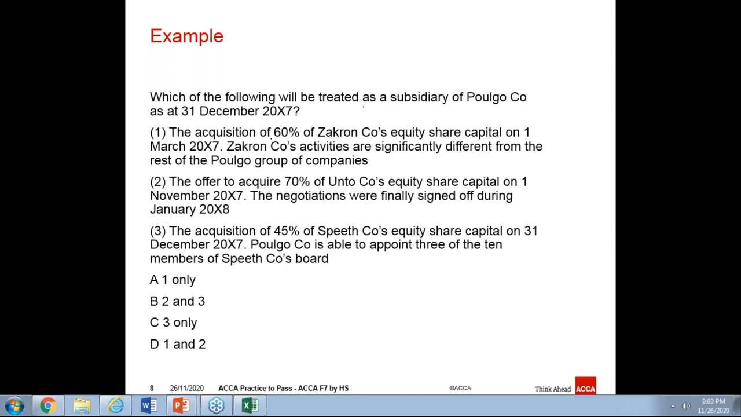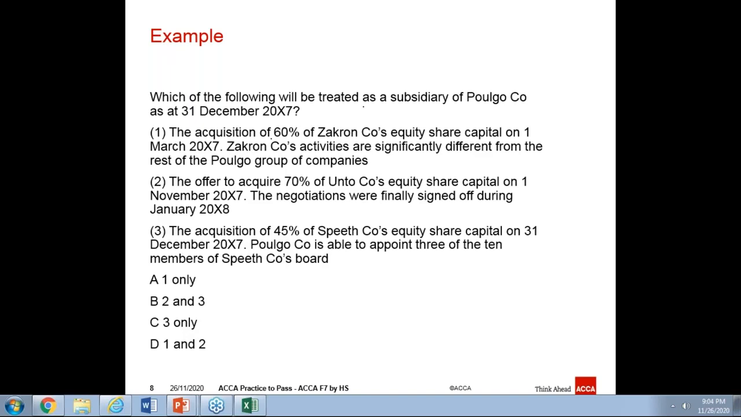Okay. The second point: the offer to acquire 75% of the intercompany share capital on 1st November 2007. The negotiations were finally signed off during January 2008. So this might be the answer, but the question says it is just an offer to acquire the shares, which has not yet been finalized. If you are just in a negotiation process, but you have not acquired the shares, then you cannot control that company. So that's why two is wrong.